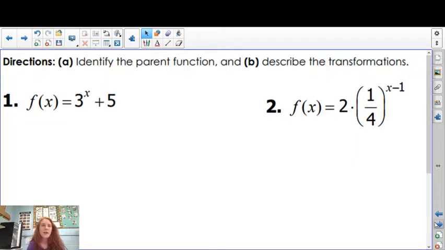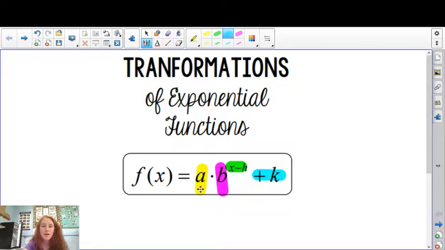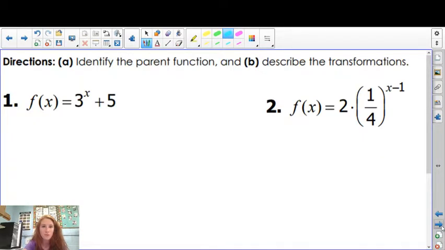All right, we got 2 parts for questions 1 through 4. Identify the parent function and then describe the transformation. So what I want to go through is I'm going to highlight anything that's changed. And I want to try and do it in the colors that I started off with today to keep everything consistent. So the base will be pink, the multiplier will be yellow, the left and right change will be green, the up and down change will be blue. So that's how I'm going to try and start this off.